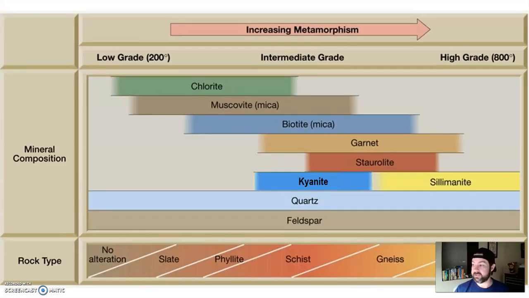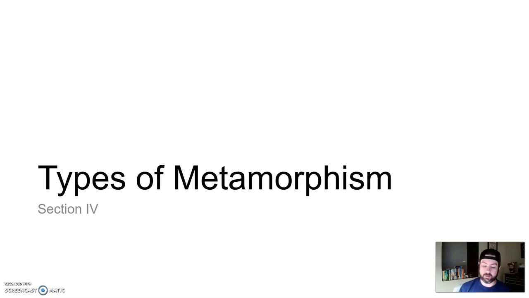So we're going to go ahead and pause there. When we come back, we'll talk about there's different types of metamorphism. There's different methods in which we can apply heat and pressure to a rock. There's 4 different types, and that's what we'll talk about when we come back. See you in a second.